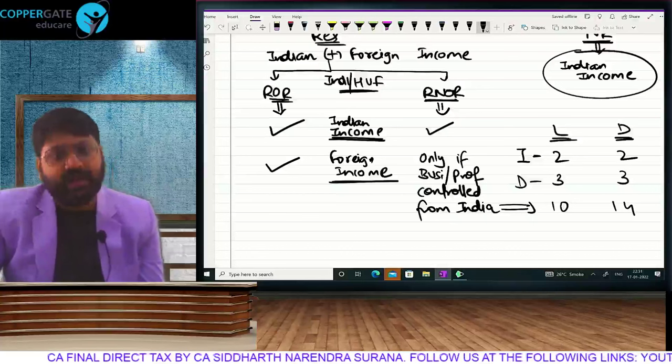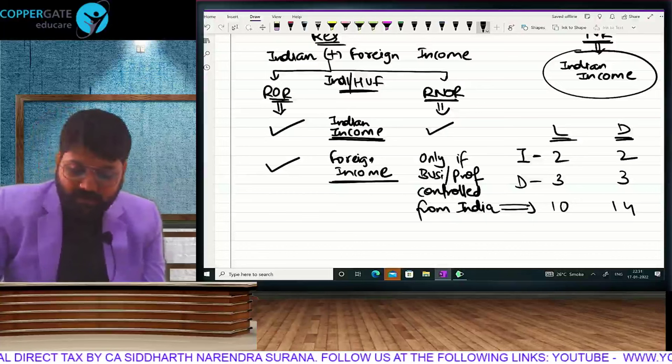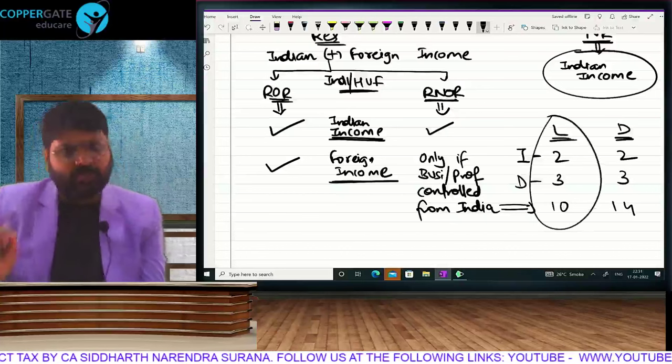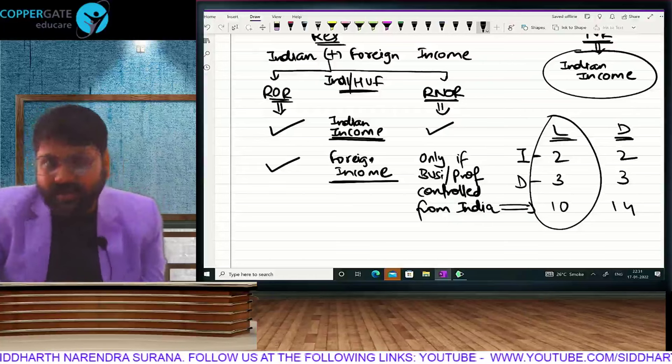Let's now understand what is the difference in tax treatment here. First, let's talk about this assessee, Liana. This is only an example. Answer the questions that I am asking. What is her Indian income?